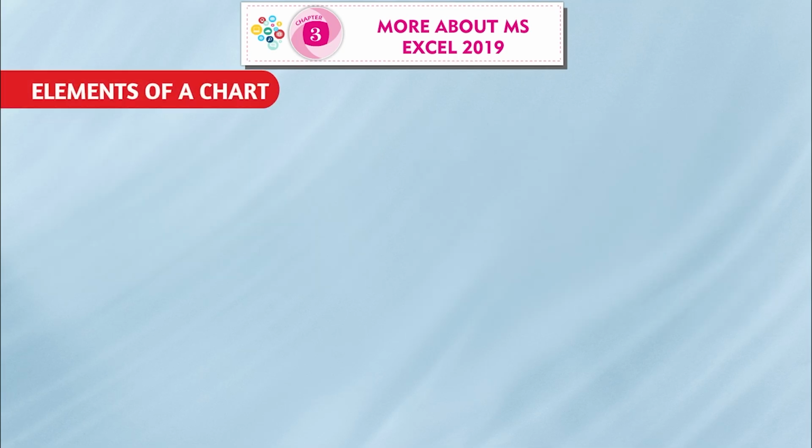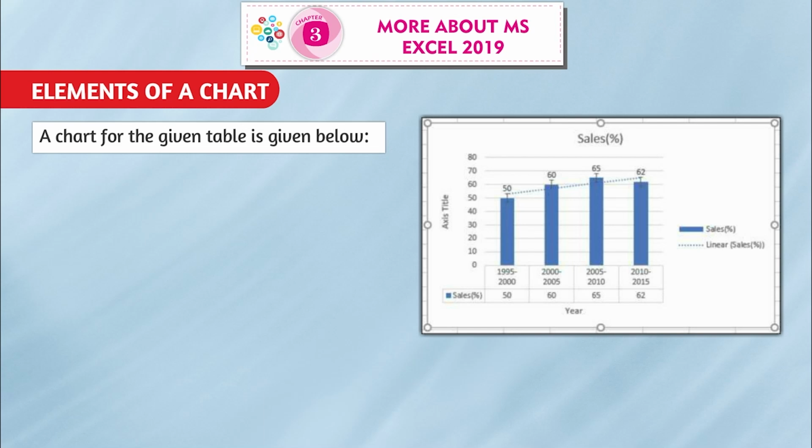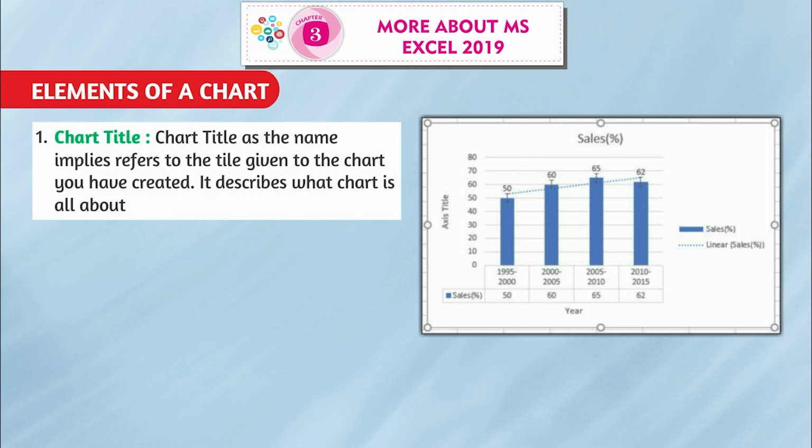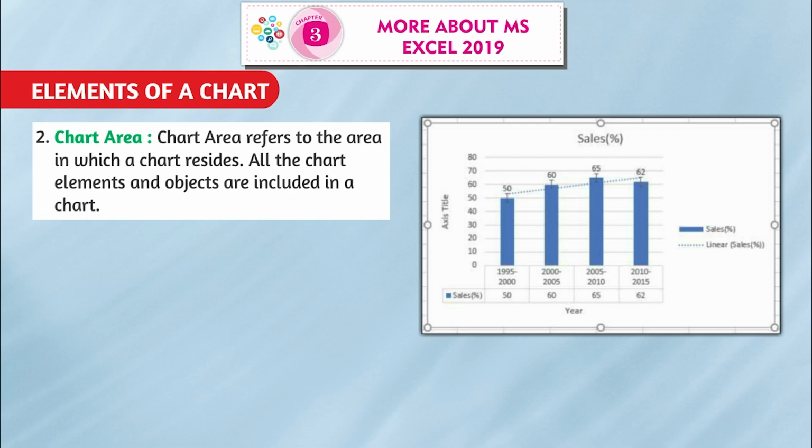Elements of a chart. A chart for the given table is given below. 1. Chart Title. As the name chart title implies, it refers to the title given to the chart you have created. It describes what the chart is all about. 2. Chart Area. Chart area refers to the area in which a chart resides. All the chart elements and objects are included in a chart.